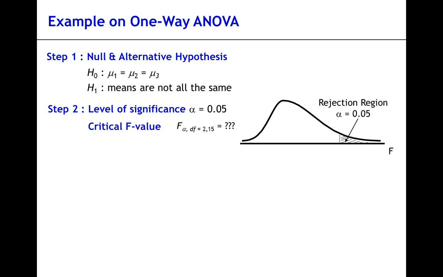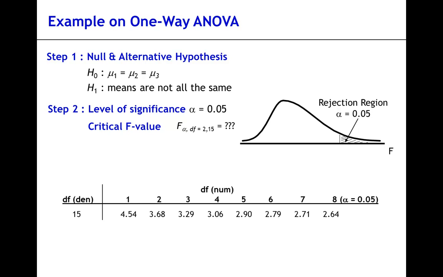Using the F distribution table, F sub alpha with 2 degrees of freedom for the numerator and 15 degrees of freedom for the denominator is equal to 3.68. And this number separates the rejection region from the non-rejection region.